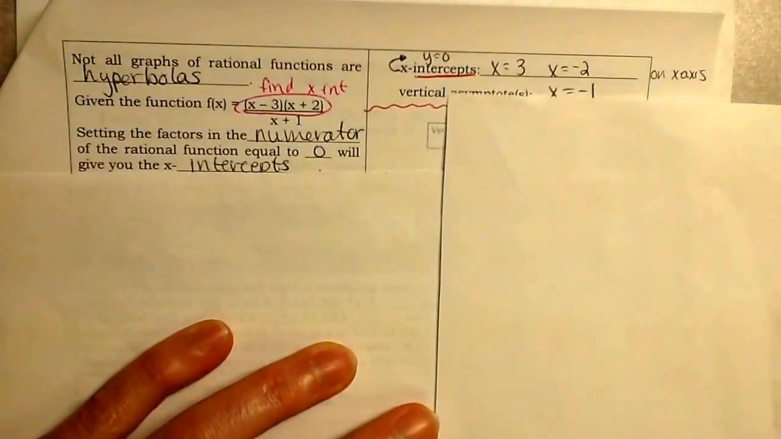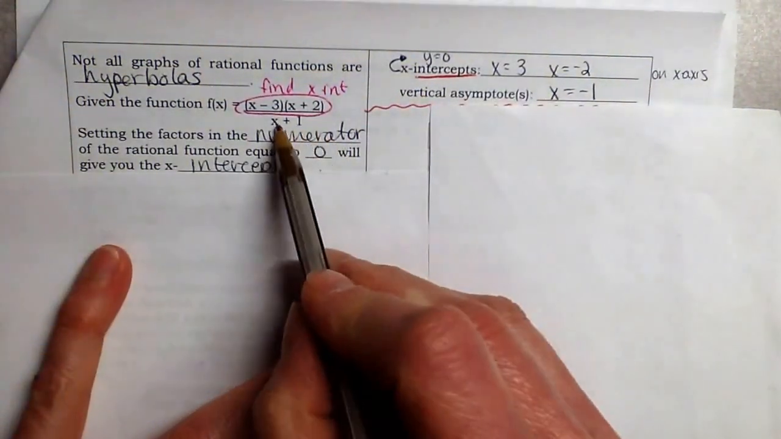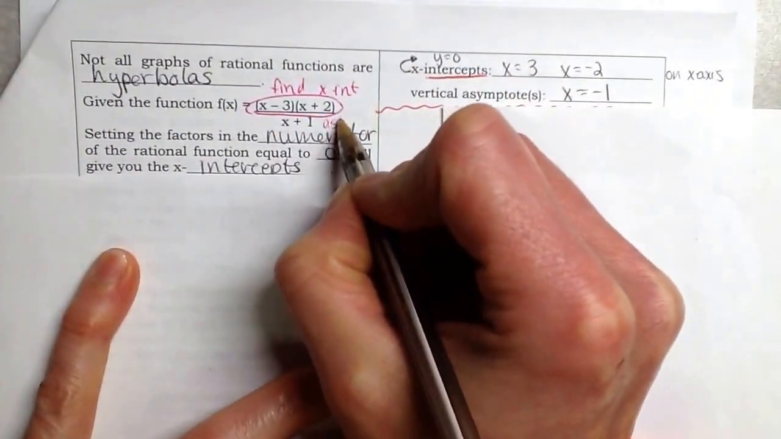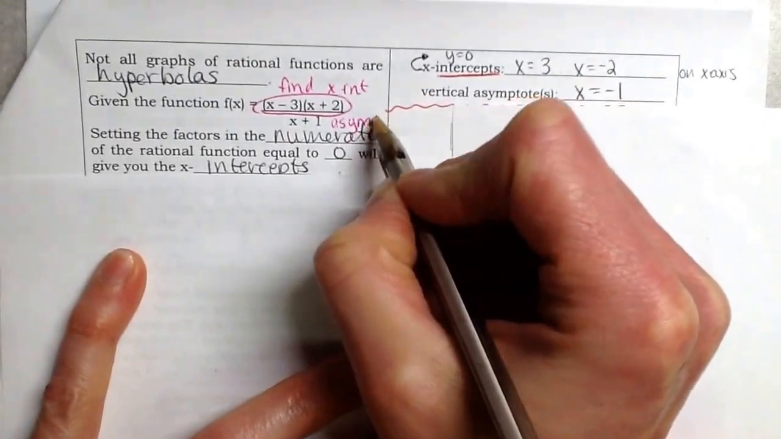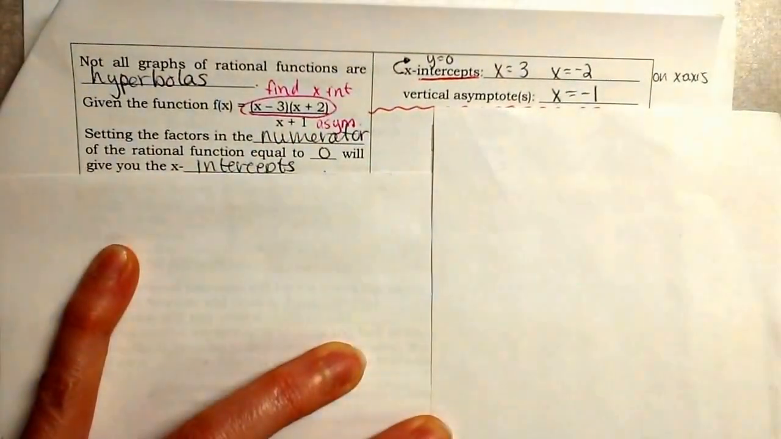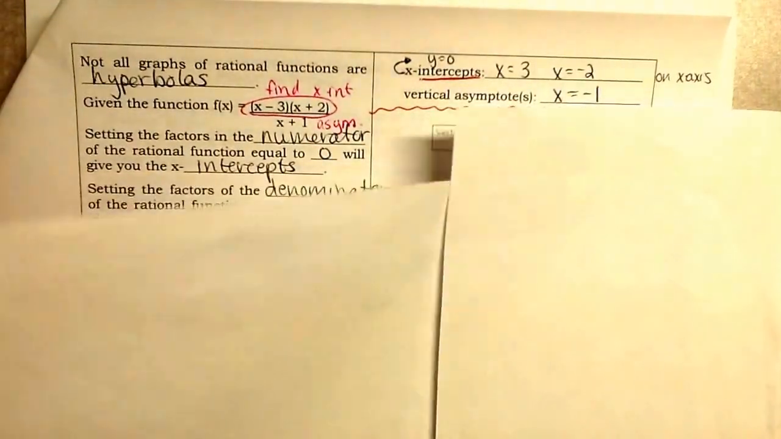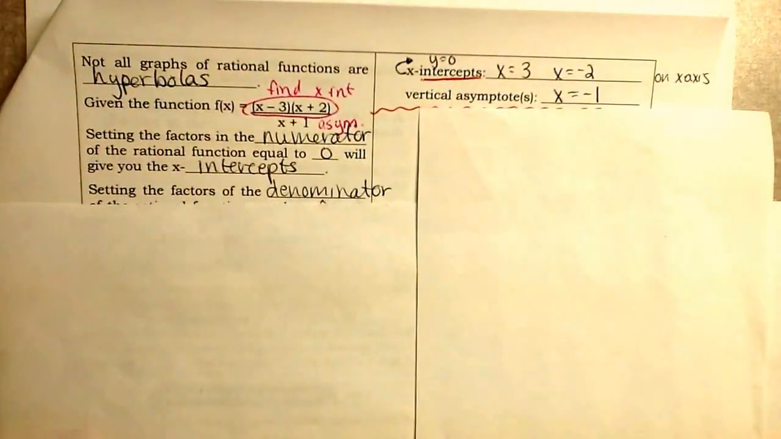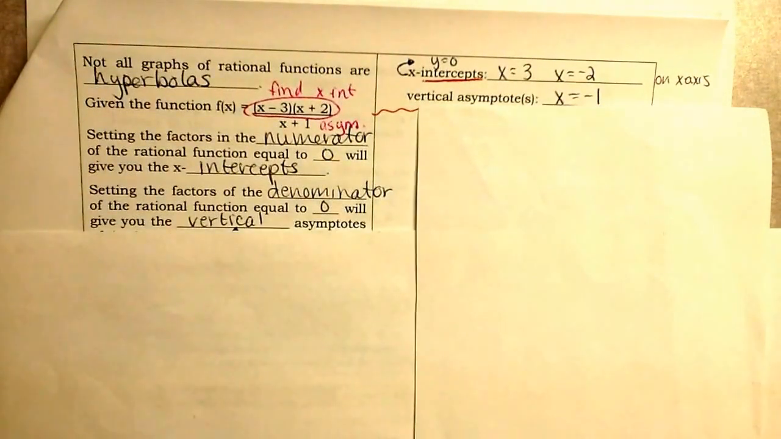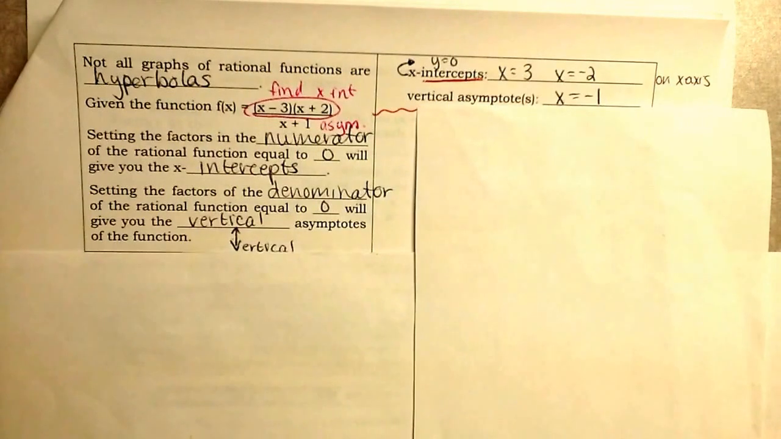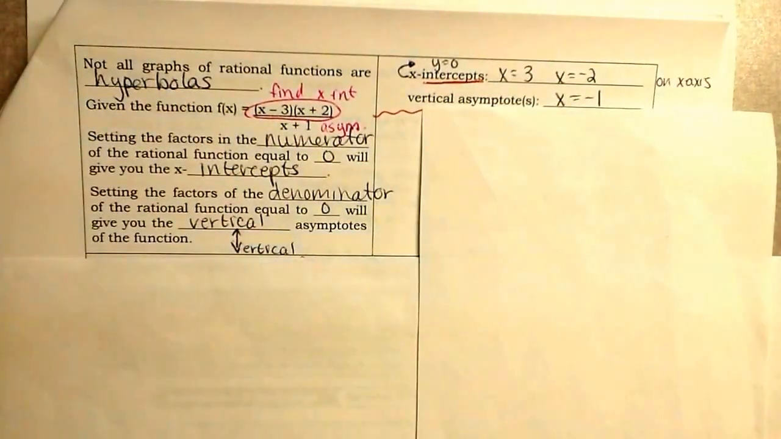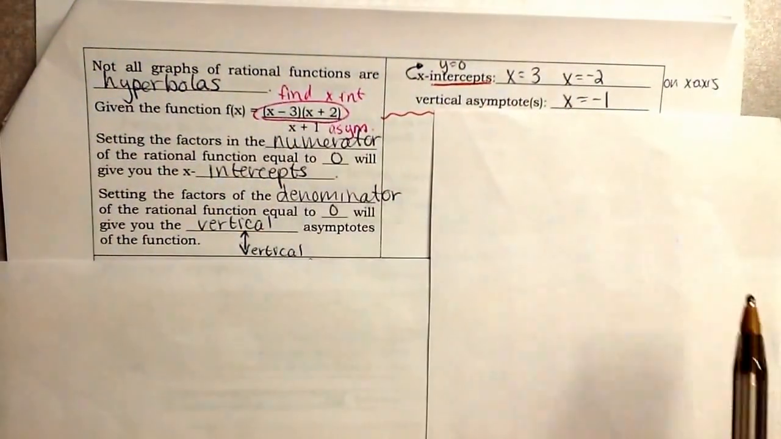Now, the vertical asymptotes you'll find in the denominator. So this would be your asymptotes. And we set this equal to 0. It's going to equal negative 1. All right, so when we set the factors in the denominator of the rational function equal to 0, it will give you the vertical asymptotes. And vertical goes up and down. Okay, so that's how you find them from this function.